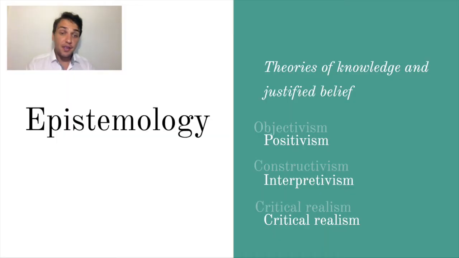Positivism, first, is the epistemological position that we already talked about, which says that knowledge is based on what can be observed and recorded. So it's not about subjective understandings. This, of course, develops from the objectivist position that there is a social reality out there that is independent of the researcher.